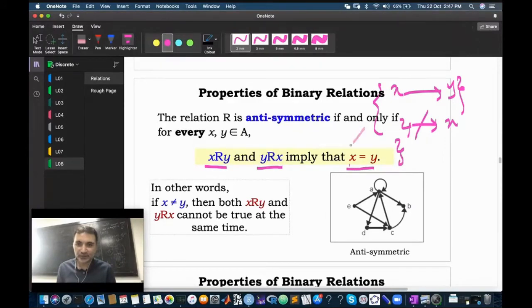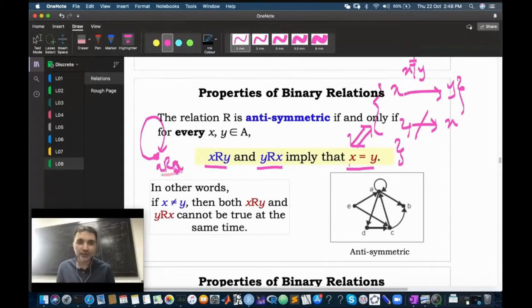Does this statement make sense? This and that are the same thing. Here we are saying that if x and y are distinct, they are not equal, then you can have x to y or you can have y to x, but you can't have both of them. All right? Sir, I don't understand how it implies that they're equal. So in anti-symmetry we allow reflexivity. So you can have an arrow from a node to itself. So A R A is allowed.